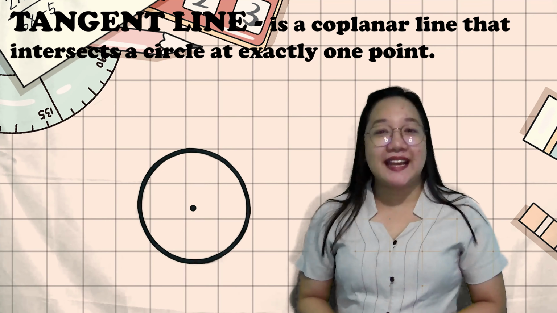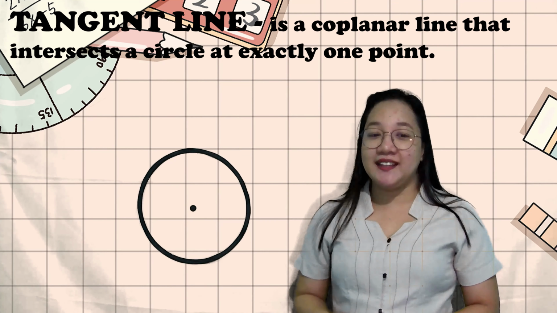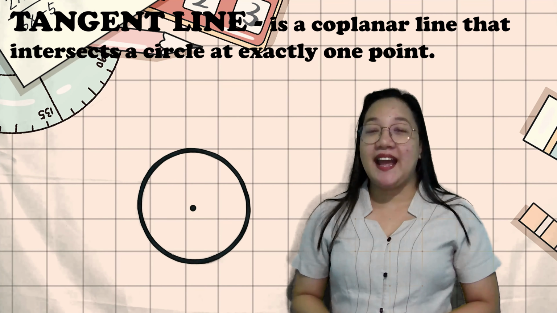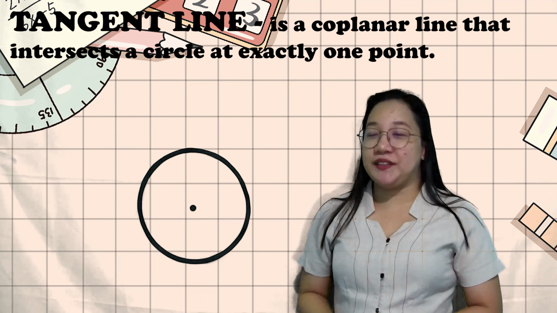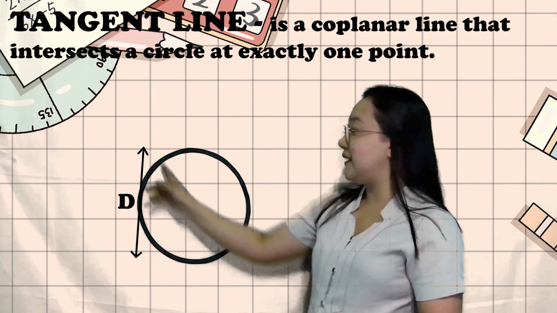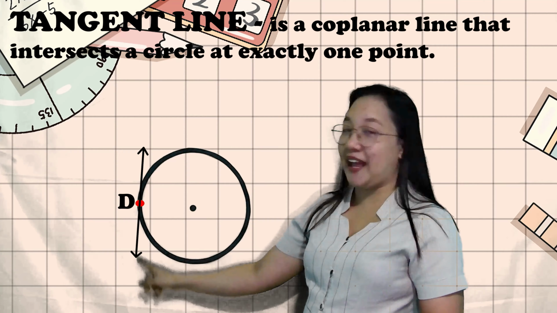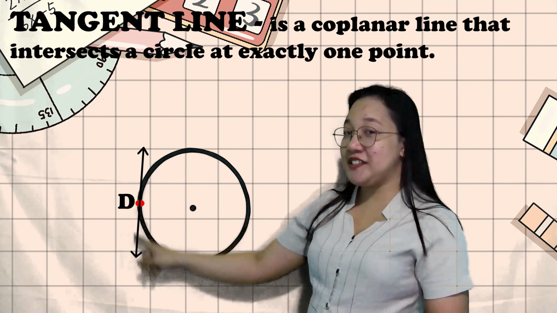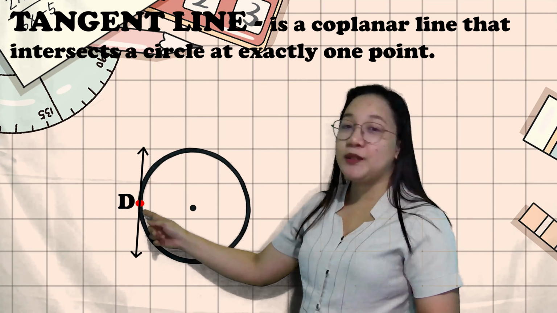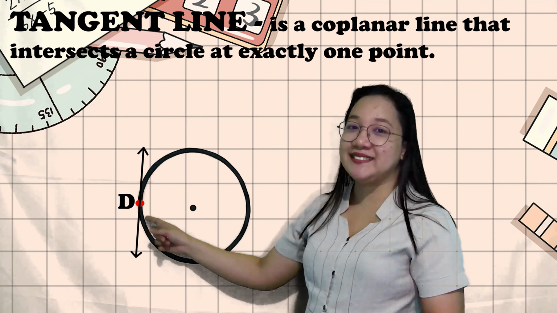Next term is tangent line. Tangent line is a coplanar line that intersects a circle at exactly 1 point. In our example, this is a tangent line. It intersects the circle at point D.